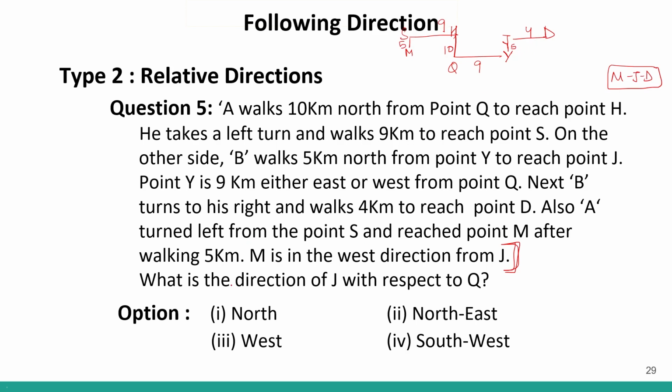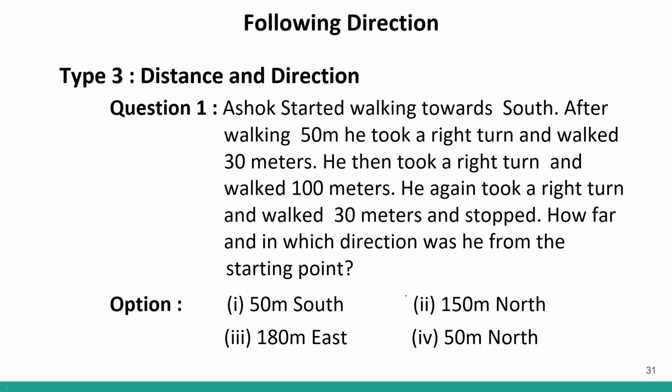Okay. Now, what is the direction of J with respect to Q? So over here, this is the direction of J with respect to Q. With respect to Q, J is in which direction? It is in the northeast direction. So our answer will be option number 2, northeast. Clear? Now, distance and directions.